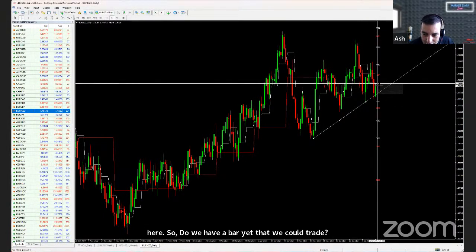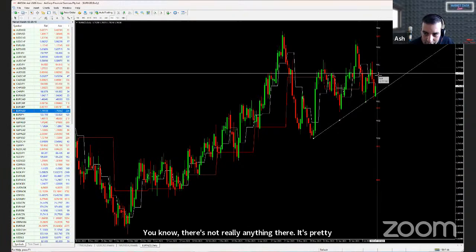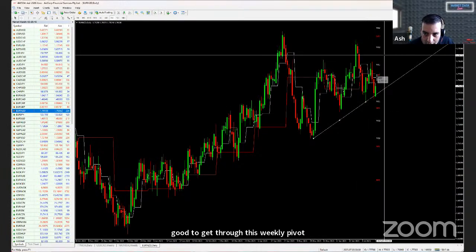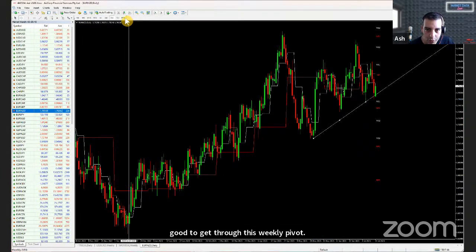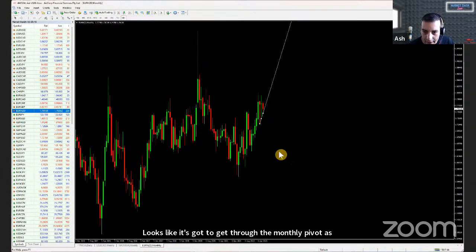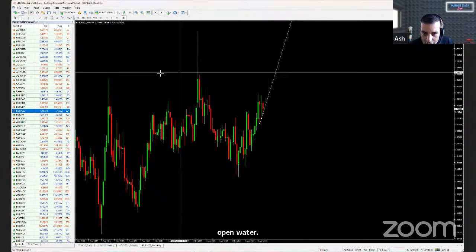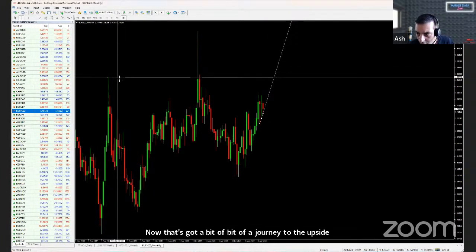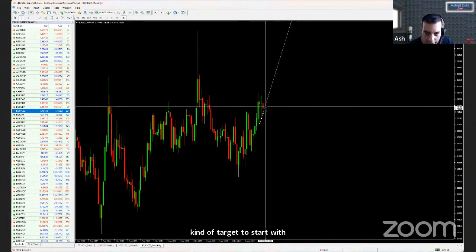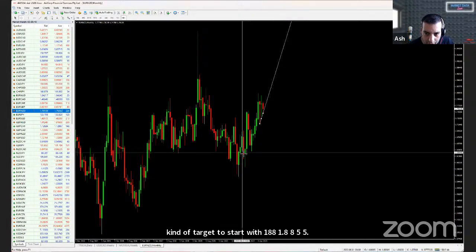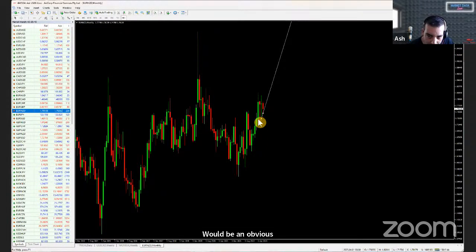It's probably got to get through this weekly pivot. Looks like it's got to get through the monthly pivot as well. But if it does, then it looks like it's got some open water. Now that's got a bit of a journey to the upside as well, because that looks like the most obvious kind of target to start with. 1.8855 would be an obvious target for the Euro Kiwi. And if you look at this on the monthly, breakout to the upside.